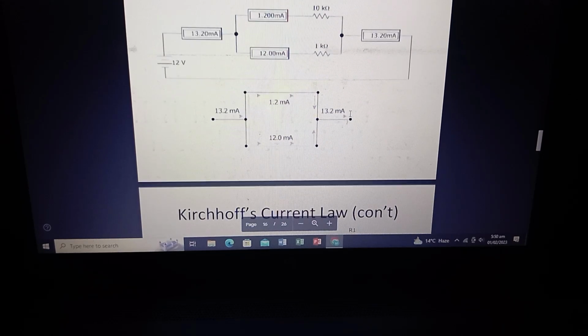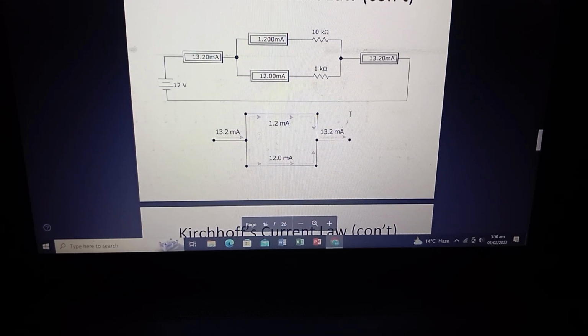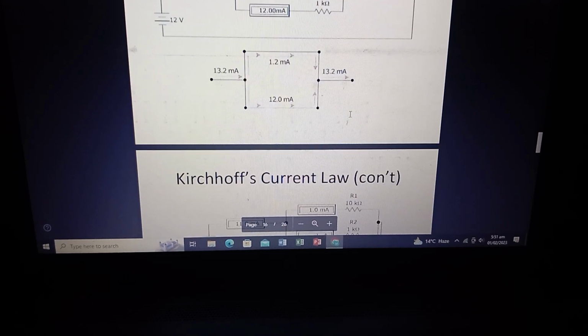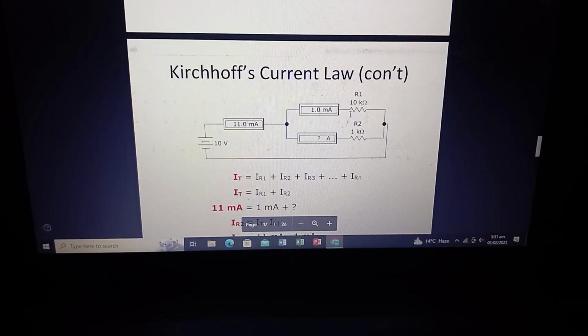Kirchhoff current law, again. Here we have a different circuit. We see that when the resistors are in series, there is no change in the current, and when they are in parallel, the current may divide.